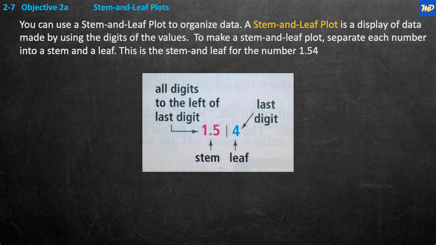Below here, this is the stem and leaf for the number 1.54. All the digits to the left of the last digit are the stem. Here we're looking at the last digit, and the last digit is called the leaf. The stem is all the digits before it. You use the least significant digit, which is the last digit. So you've got 1.54, could be 2.36, whatever the number, you use the last digit for the leaf. In this case, 1.5 is the stem and 4 is the leaf. So let's go on and see how this works.